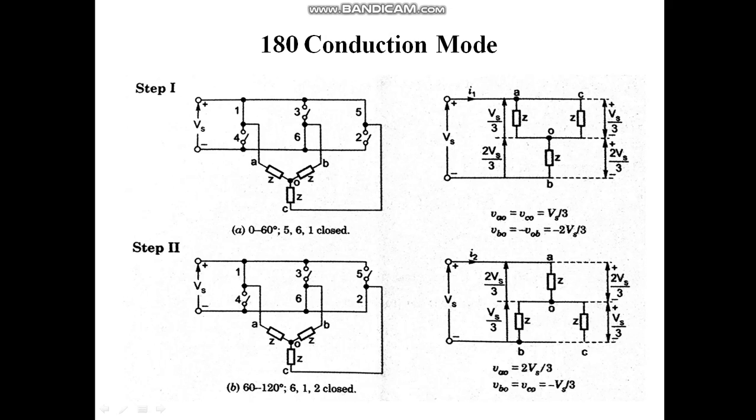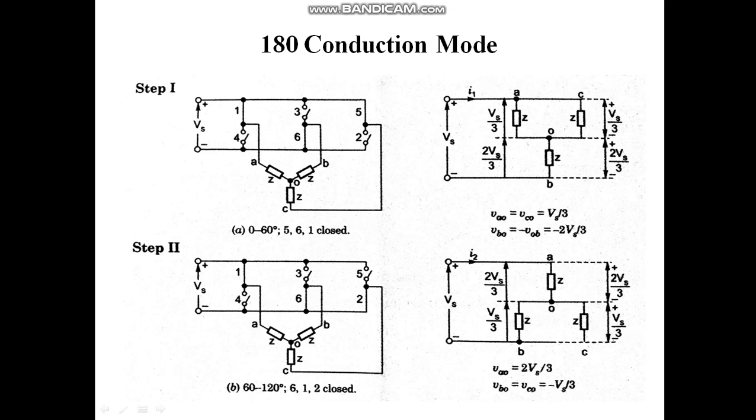Now see, Z and Z are in parallel, and another Z is in series. If I want to find out the phase voltage, first I need its current, since current multiplied by resistance will be voltage. Z and Z in parallel give impedance Z by 2. So Z by 2 plus Z, because that is in series, becomes 3Z by 2.